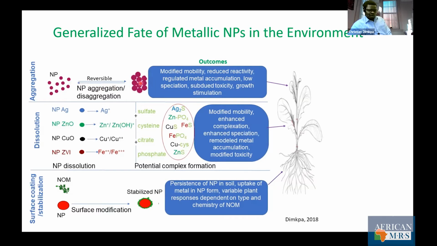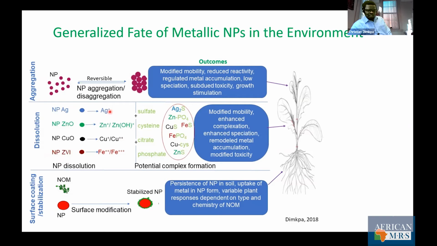And when you have aggregation, what you see is that you have several outcomes. You have modified mobility of the particles. You have reduced reactivity, regulated metal accumulation, and all sorts of effect on the plant. The other fate can be dissolution of the particles. So here you have like silver nanoparticle, zinc oxide nanoparticles dissolved into silver ion, zinc dissolves into zinc ion or zinc hydroxide ion. The same goes for copper and for zinc and for iron.